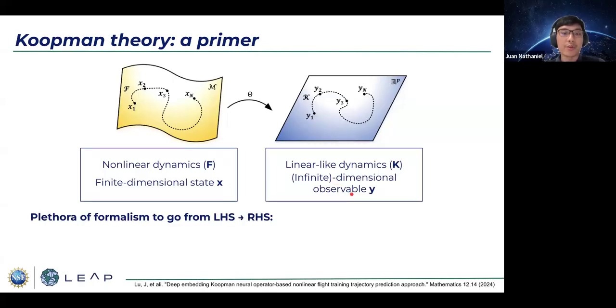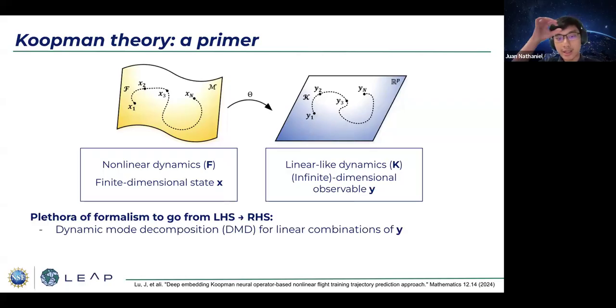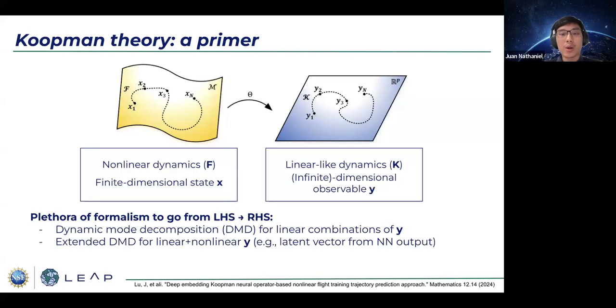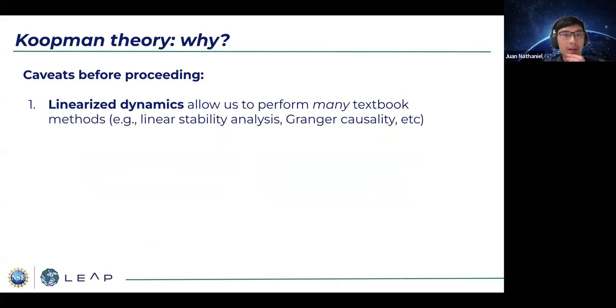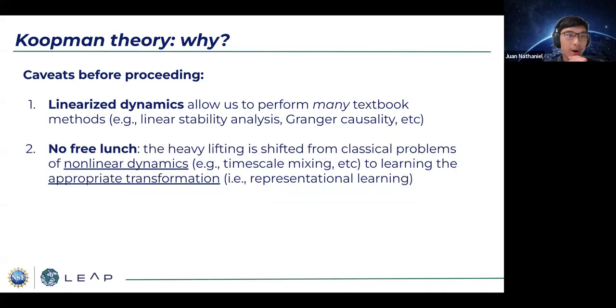So there are a lot of different ways to go from the left-hand side to the right-hand side here. A lot of the common techniques like dynamic mode decomposition or extended DMD, where you have some kind of nonlinear transformation of your feature X. It can be your autoencoder, let's say latent vector from some neural network outputs, and many others. So why we go forward with this, but we are going to mention some caveats here.